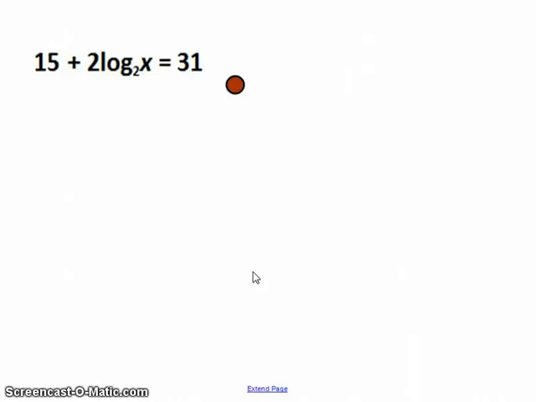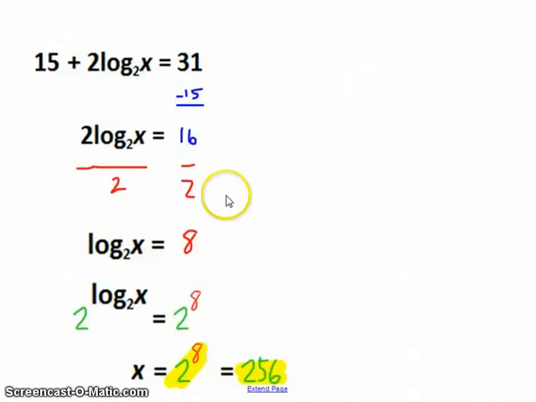Okay, I'm going to assume that you did that. You would have moved the 15 over first, then you would have divided by 2, finding that log base 2 of x is equal to 8. You would have made this an exponent with base 2, and that would mean you'd have to make the right side an exponent with base 2.